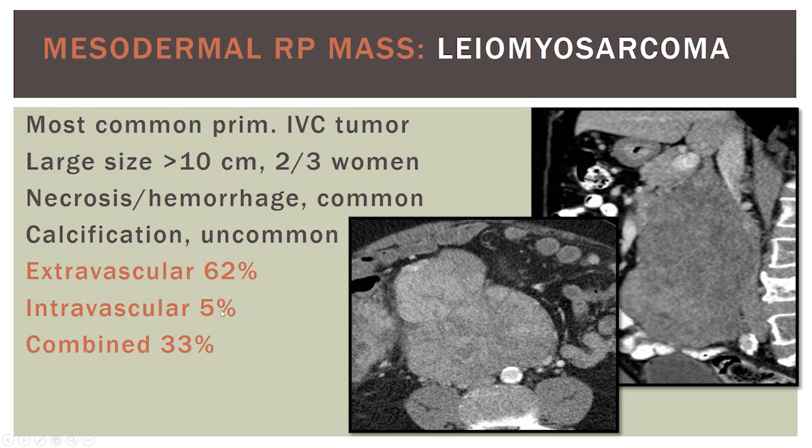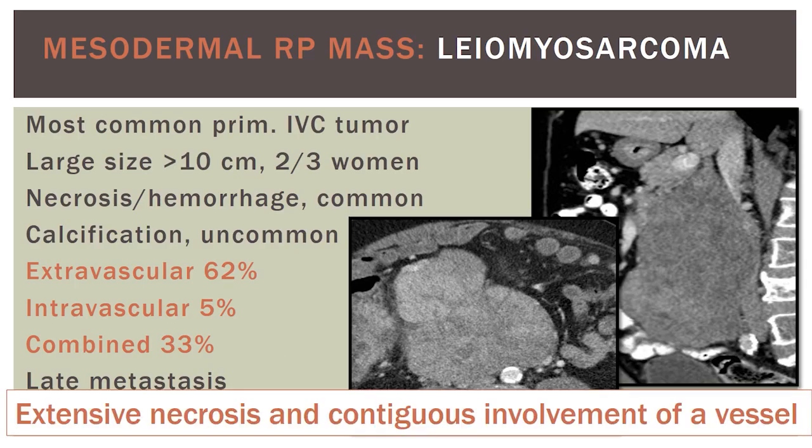Only 5% of them can have an intravascular component, and you can have combined extra and intravascular in one third of cases. They grow large and metastasize late. So if you have a large retroperitoneal mass with extensive necrosis and contiguous involvement of the vessel, think IVC leiomyosarcoma.